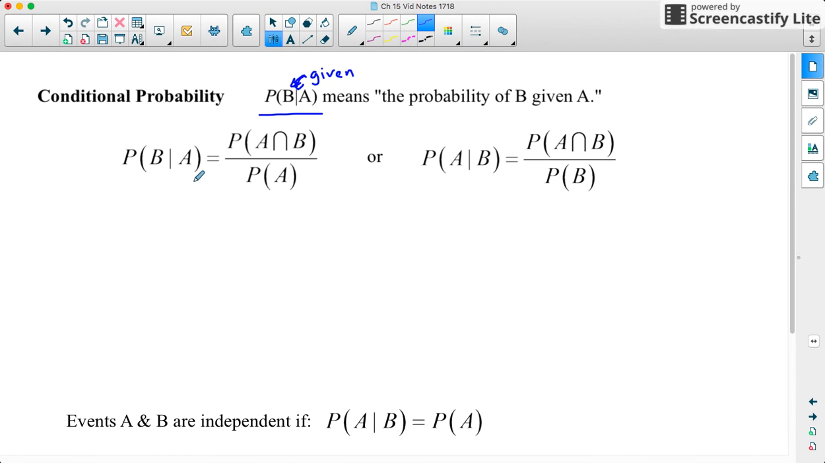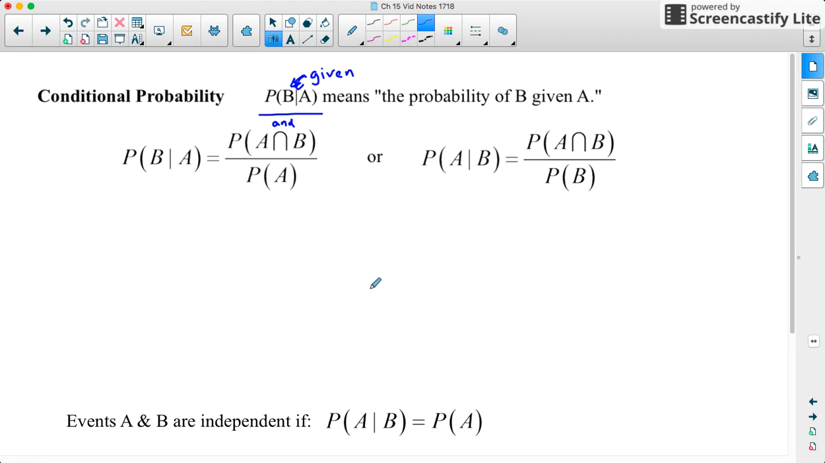The formula is this right here. Probability of B given A is equal to the probability of A and B occurring. Remember, the upside down U is the intersection, that's and. Probability of A and B occurring over the probability of A occurring. We can flip it around and get this here. So these are not necessarily equal. They sometimes can be, but they're not always equal. And that's kind of what we're looking at.